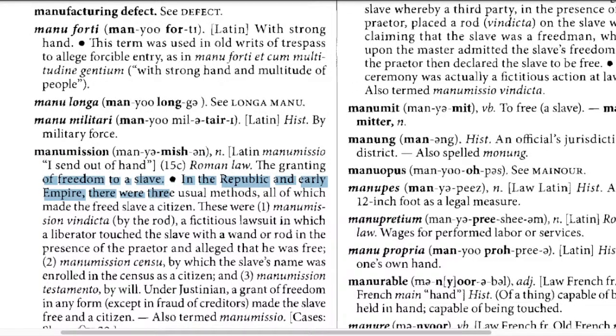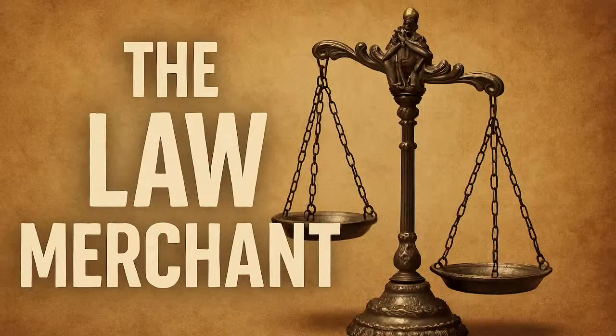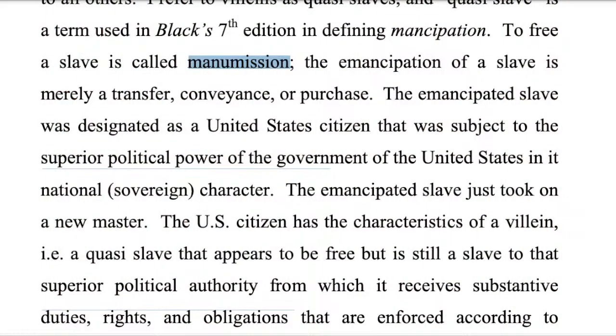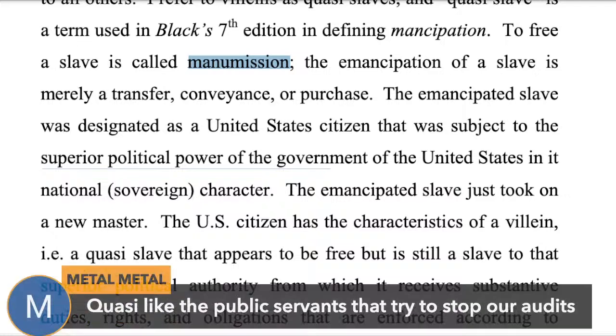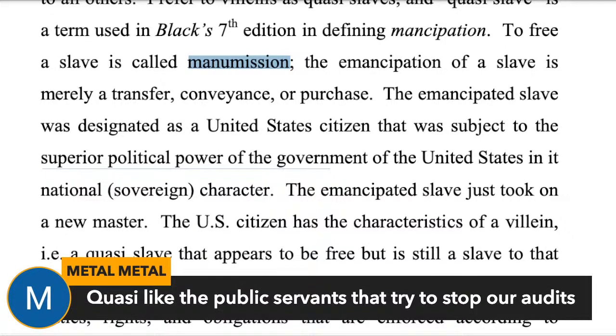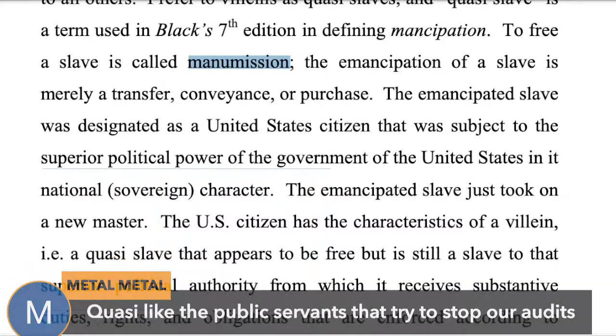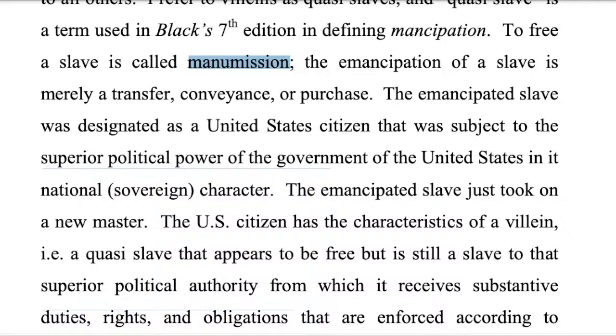I think for any of you that stuck with me through that digression, let's get back to the book. Metal Mel says quasi, like the public servants that try to stop our audits. Exactly. They're very quasi. All right, let's go back to the book here.